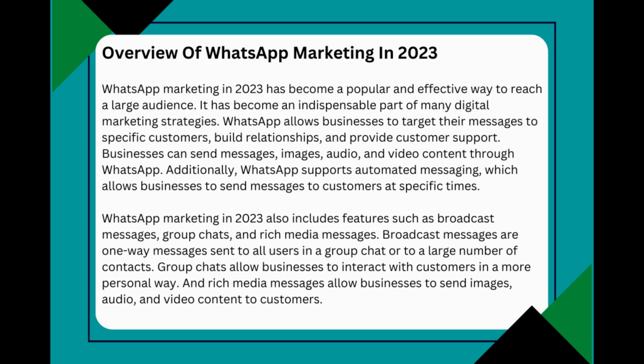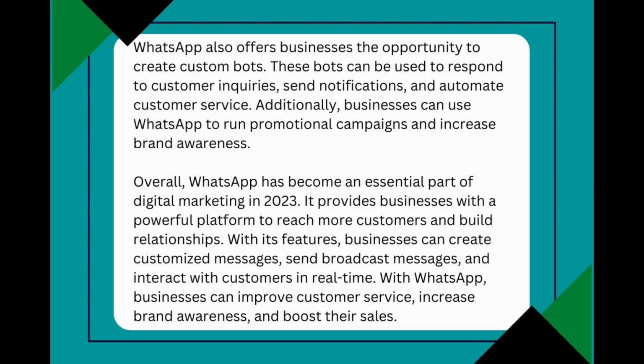Broadcast messages are one-way messages sent to all users in a group chat or to a large number of contacts. Group chats allow businesses to interact with customers in a more personal way. And rich media messages allow businesses to send images, audio, and video content to customers. WhatsApp also offers businesses the opportunity to create custom bots. These bots can be used to respond to customer inquiries, send notifications, and automate customer service. Additionally, businesses can use WhatsApp to run promotional campaigns and increase brand awareness.